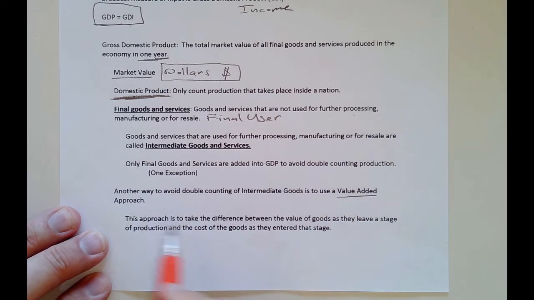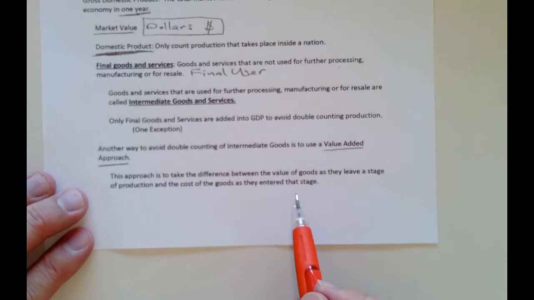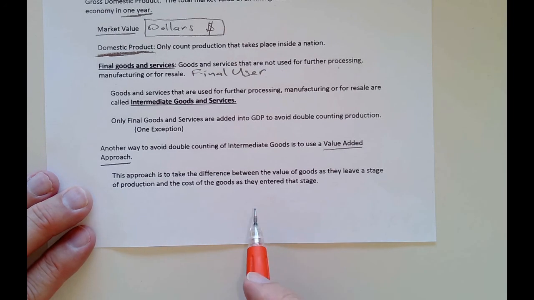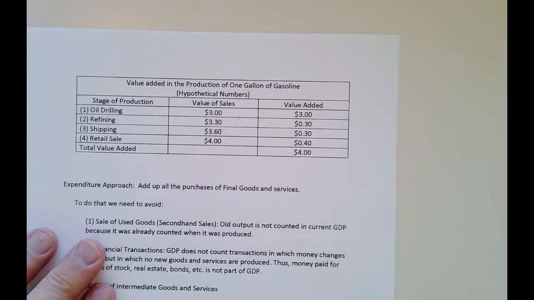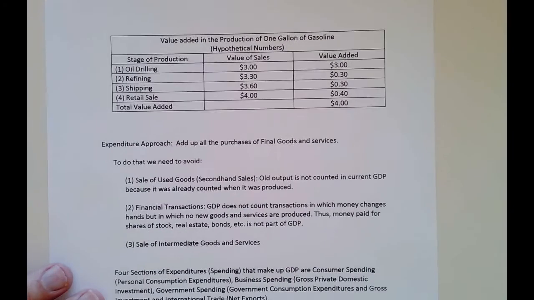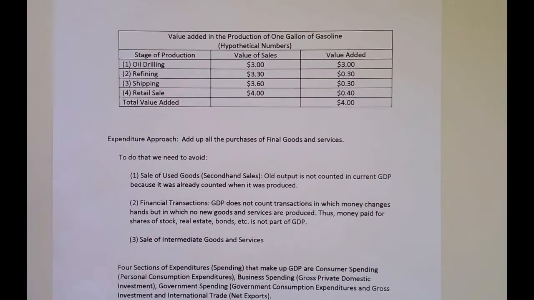This approach is to take differences between the value of goods as they leave a stage of production and the cost of the goods as they enter that stage. So you want to take the difference between what you paid for something and what you sold it for. I took this example from your textbook, at least the edition that I'm looking at. Let me focus in there. Okay.